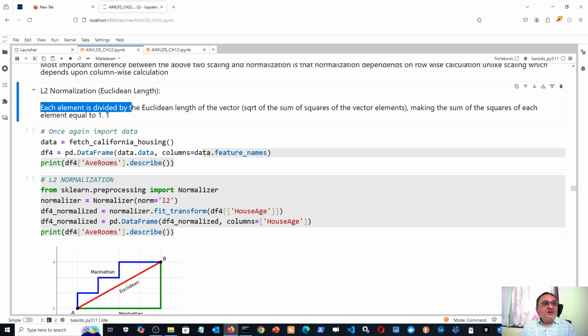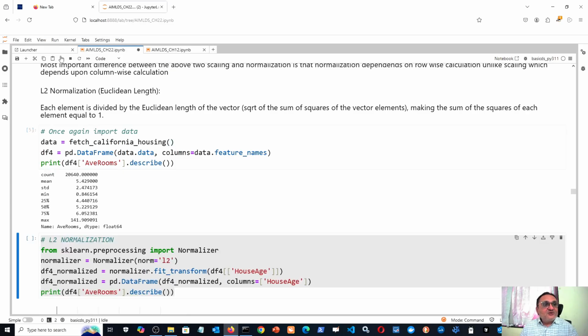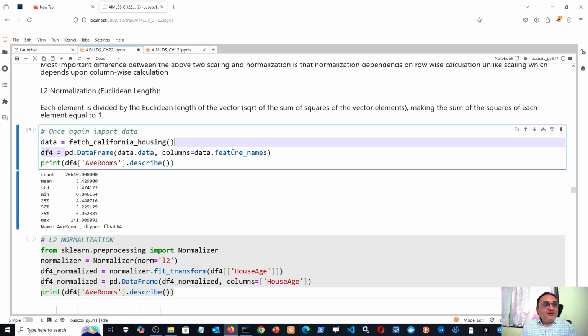Now let us do L2 normalization. That is for Euclidean length. Again, I fetch that California housing data set, and this is my data frame. I am just printing only one column, say the average rooms column. I can select any other column also, that is also fine.